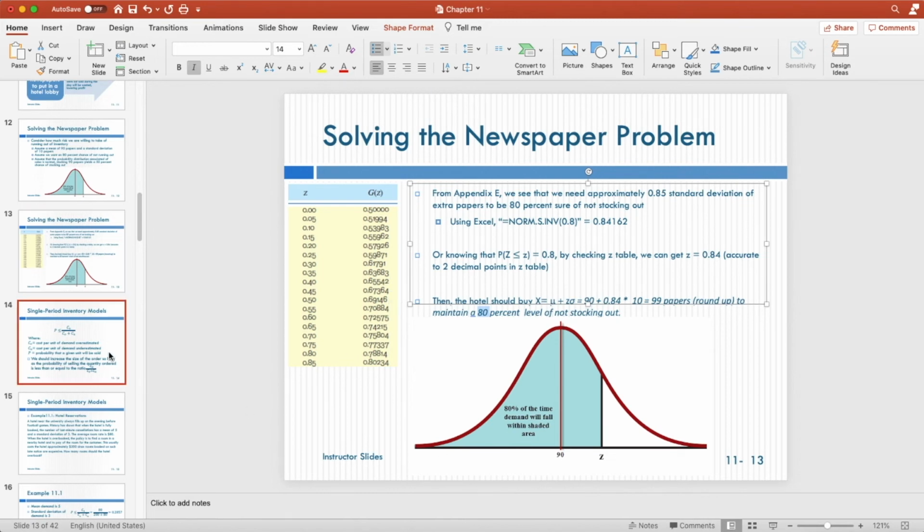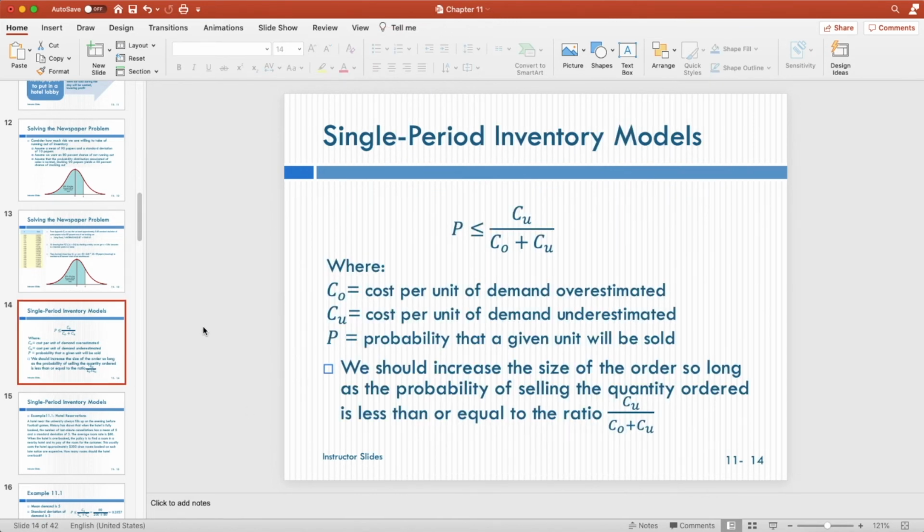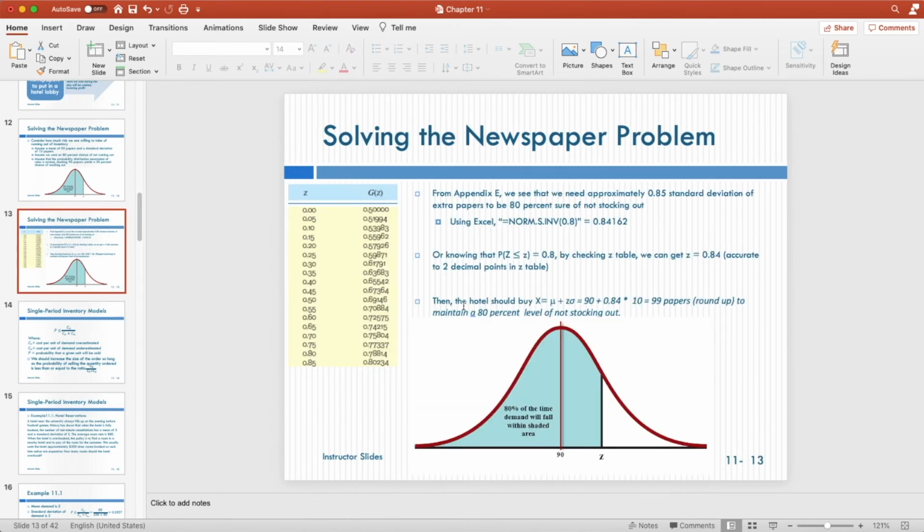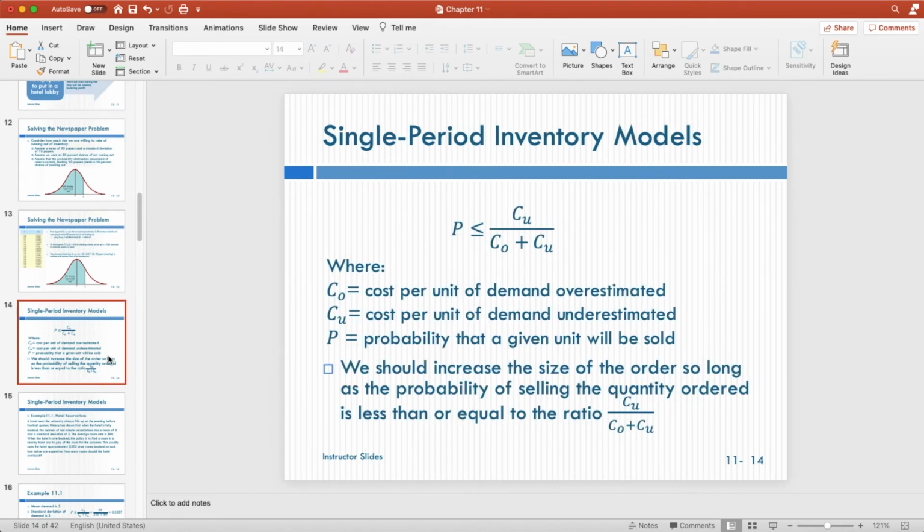Now, that's the simple version of this single period model. Now let's move to a little bit more complicated version. But actually, the essence is still the same. Remember that in the simple version, I directly tell you what is the level of not stocking out, which is an 80% level in that specific case. That's basically exogenously given by the context.